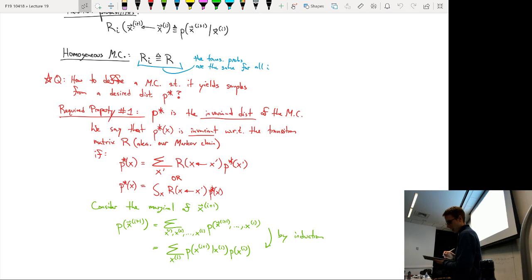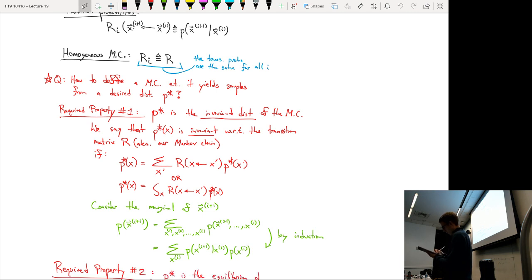So the second property is that the distribution we want is the equilibrium distribution of the Markov chain.